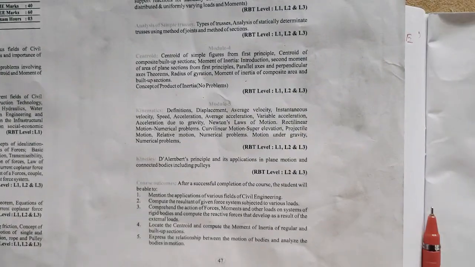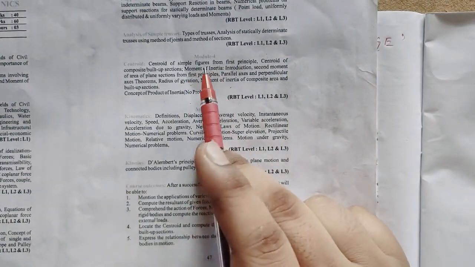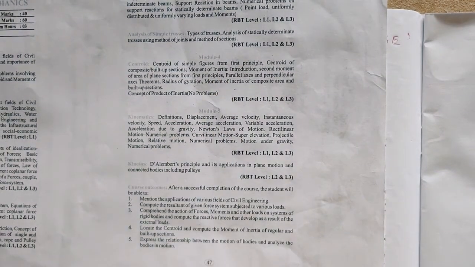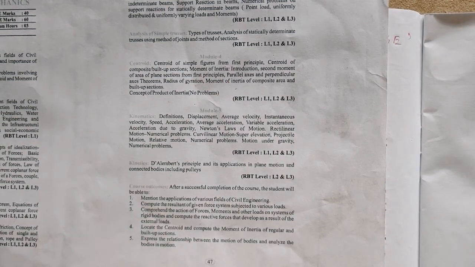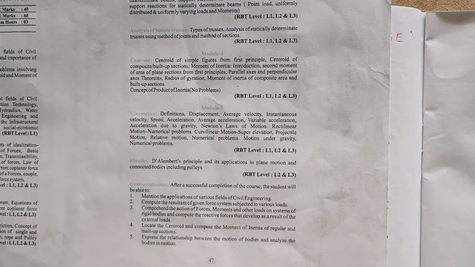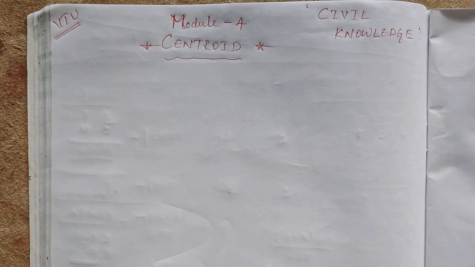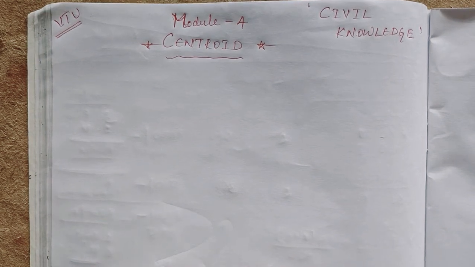Let us see your syllabus, that is centroid, module 4: centroid of simple figures from first principle, centroid of composite and built up section, moment of inertia, introduction, second moment of area of plane section from first principle, parallel axis and perpendicular axis theorem, radius of gyration, moment of inertia of composite area and built up section, and concept of product of inertia, and it has no problems. Okay, this is your syllabus. Now let us start this topic one by one.